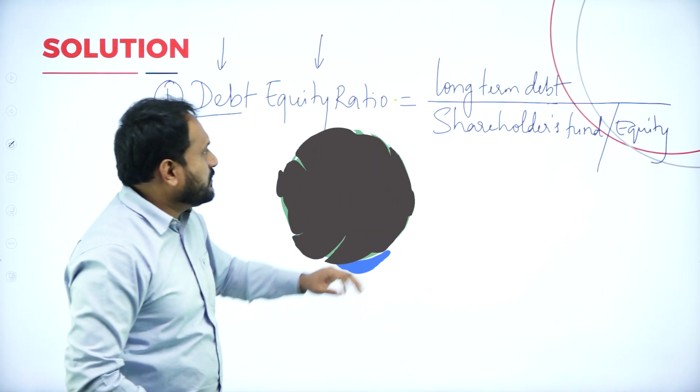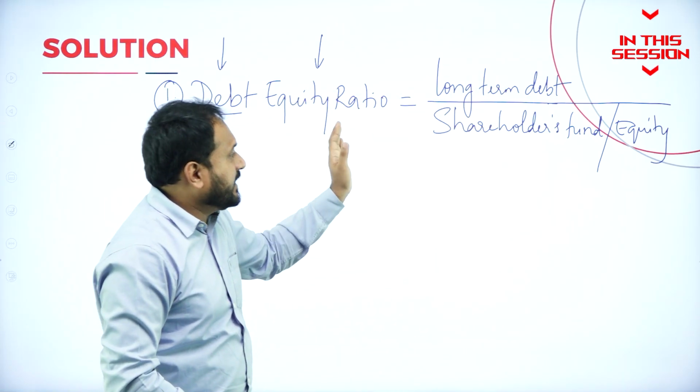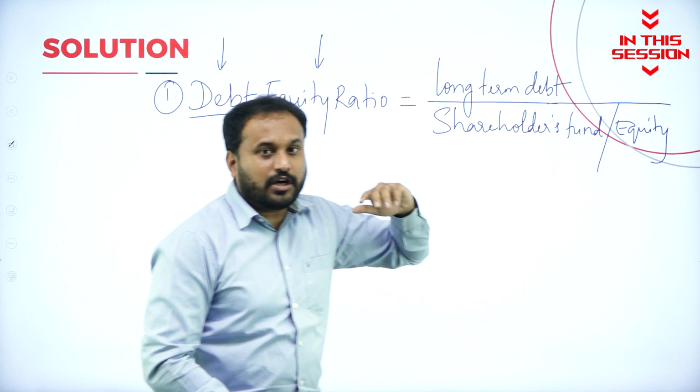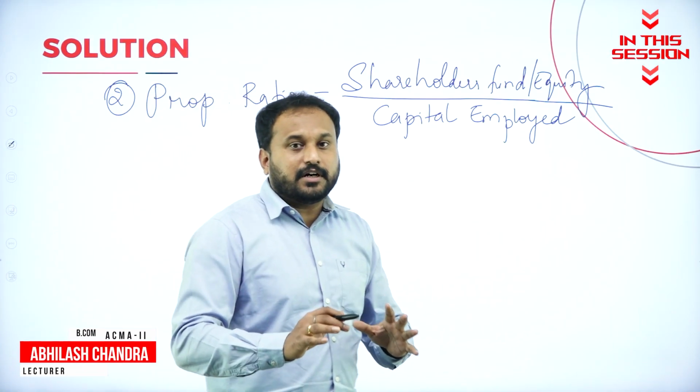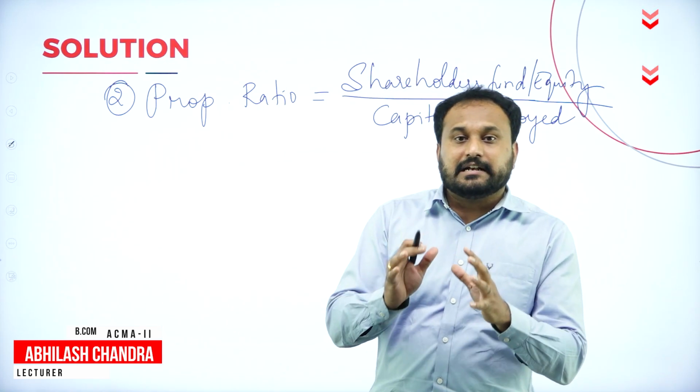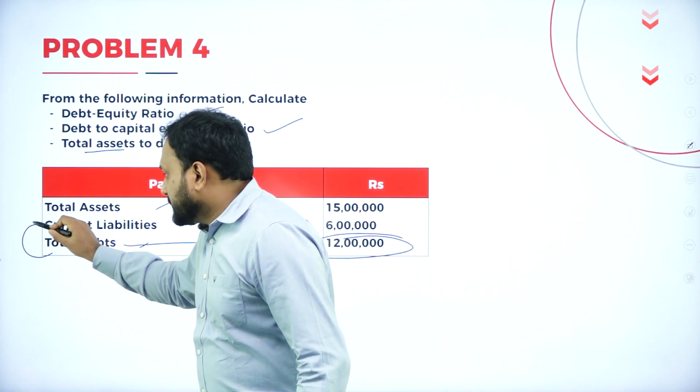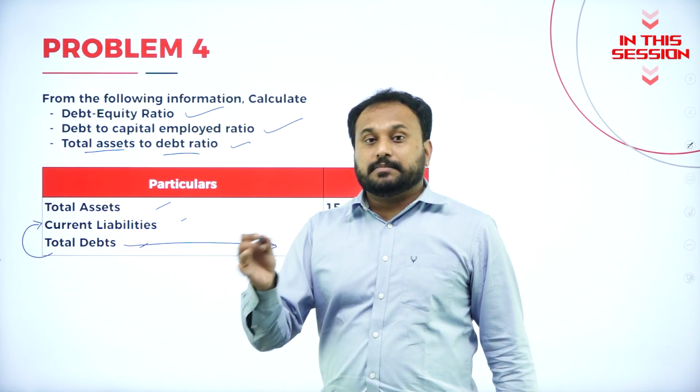So my formula is done. What is it? Long-term debt divided by shareholders fund. It is also called shareholders equity. Capital employed, the first formula is very simple here: total asset minus current liability. Total debt minus current liability is my long-term debt.